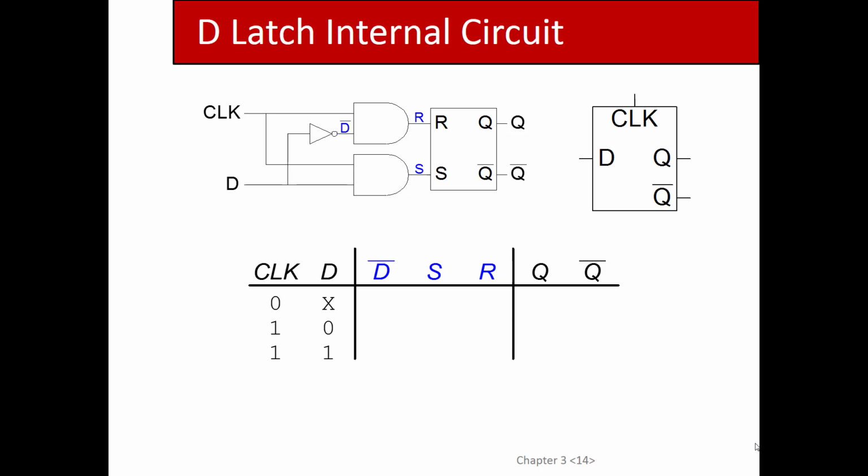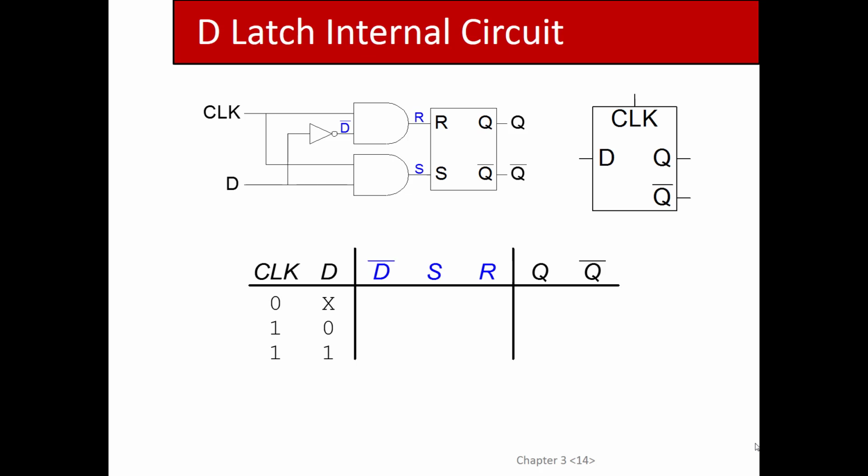So if clock is 0, you force a 0, 0 input, meaning hold the value, right? If clock is 1, then this D will come in and it'll be a 0, 1 or 1, 0, right? Because you have not D coming into this AND gate and D coming into this AND gate, which will force R and S to be either 0, 1 or 1, 0 depending on the value of D. You guys with me?